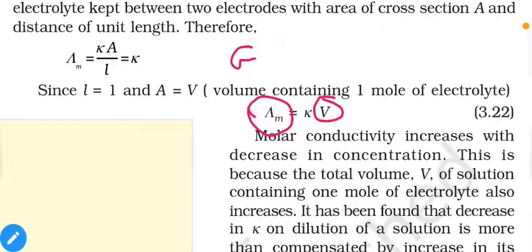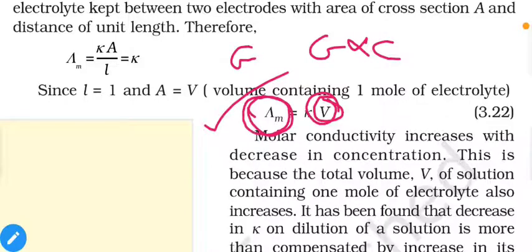So here a contradiction arises. For normal conductivity, if concentration decreases, then conductivity decreases. But in this case, as we can see, volume increment increases lambda m. That means if volume increases, concentration decreases, and if concentration decreases, still molar conductivity is increasing. That means the relationship between G and C is that they are directly proportional.